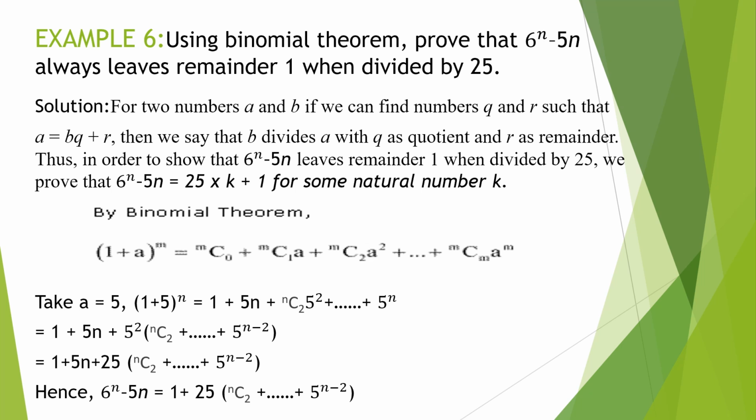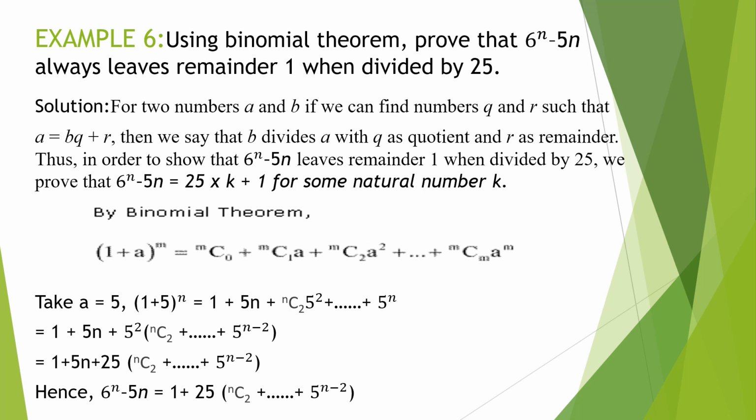For two numbers a and b, if we can find numbers q and r, q is the quotient, r is the remainder, such that a is equal to bq plus r. Here, in order to show that 6 raised to n minus 5n leaves a remainder 1, that means the value of r is 1 when divided by 25.